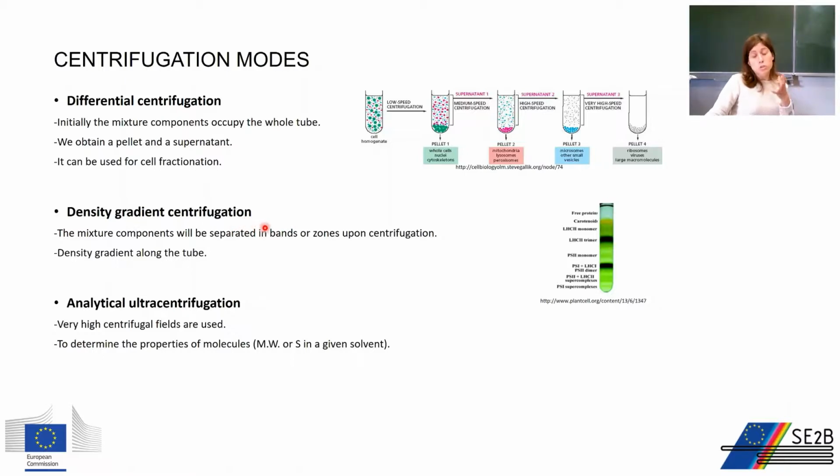Another mode is density gradient centrifugation. In this mode, usually but not always, the mixture of components is applied on top of the tube, and then during centrifugation the mixture components will be separated in bands or zones, as you can see in this picture. For obtaining this, we need a density gradient along the tube, otherwise we will have distortions that will affect the separation. Commonly, substances for obtaining these gradients are, for example, glycerol or saccharose.